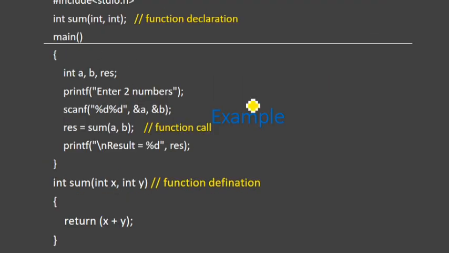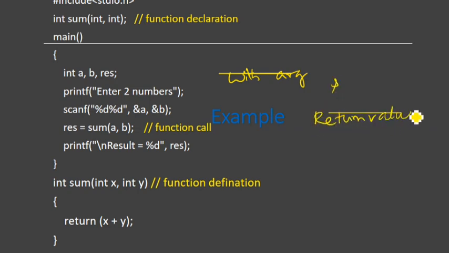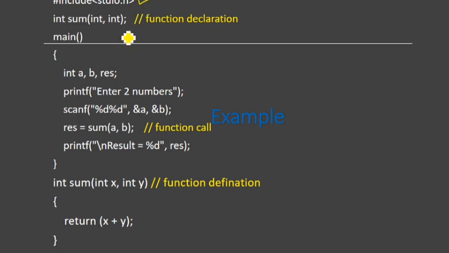This is a program. This program is with a function with arguments and function with return value. Here in this C program we start with including the standard input output header file. So this is a function declaration. Int is the function return type, sum is the function name, and the parameters are int comma int. This is nothing but the function declaration, and it must end with a semicolon.